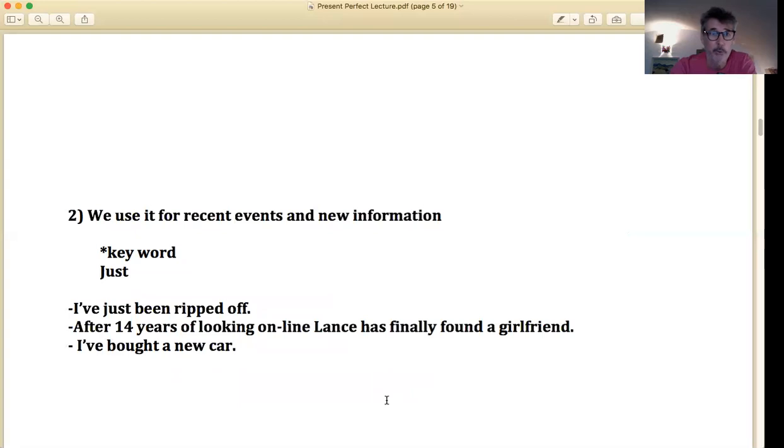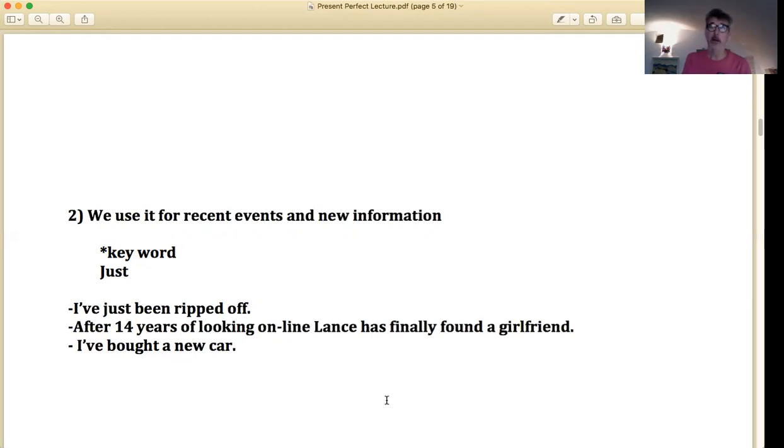And let's go over a few more situations where we use it to hopefully make it clear to you guys. Now, we use it for recent events like it's written here, or new information, like information that I haven't heard before or you haven't heard before. Our keyword is just. And just, if we were speaking about something that's active now, and we're going to use just very often, you can use present perfect.